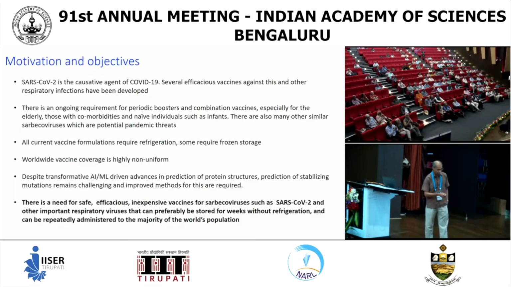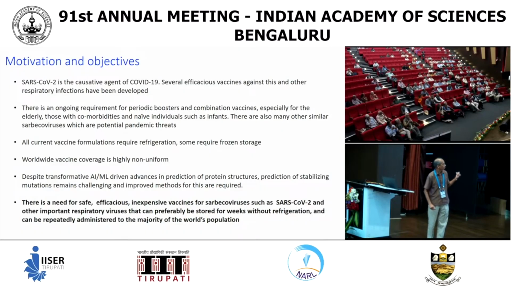And so the worldwide vaccine coverage was highly non-uniform. It turned out not to matter so much, because in places where there was very poor vaccine coverage, it tended to happen in countries with a very, very young average age. And so, they were not as badly affected as they might have been.